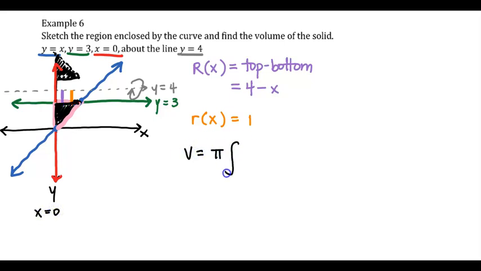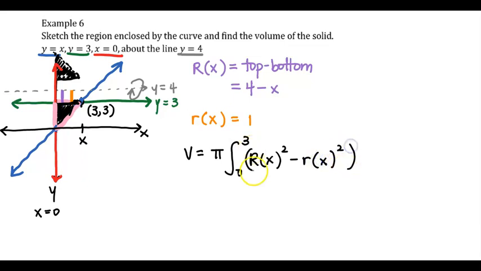Go ahead and set that up. The upper limit of integration depends on what this x value is right here. I can see that the y value at that point is 3. And remember that the blue line is y is equal to x. So that has to be the point 3, 3. So our upper limit of integration is 3. And then we will set up our capital R of x squared minus our little r of x squared. And we're integrating with respect to x.